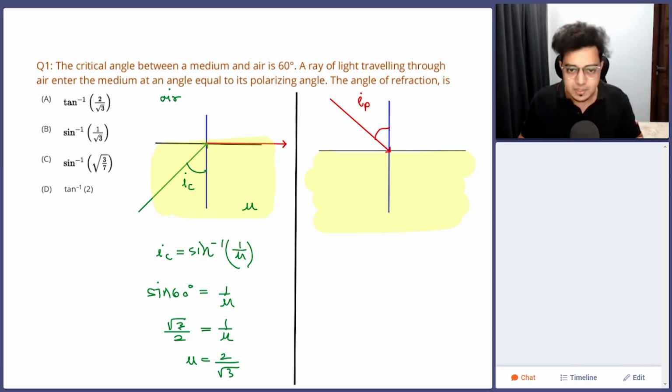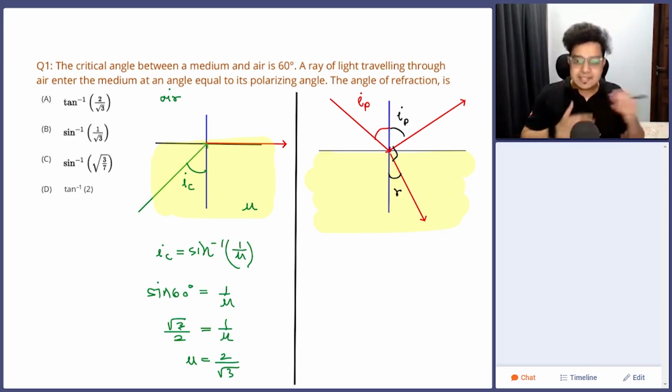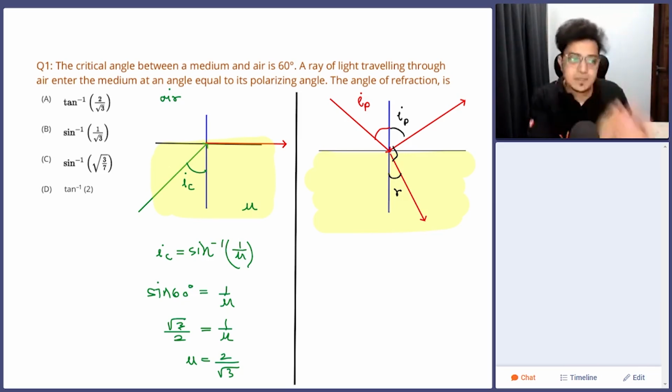Now we know that in case of polarizing angle, this will be the reflected ray and this will be the refracted ray, and the refracted ray will be perpendicular to the reflected ray. Brewster's law. This angle is also equal to IP as per laws of reflection. This is 90 degree and this is R, angle of refraction. Okay, but the answer is not presented directly in terms of value. It is in the form of tan inverse, sine inverse. So we have to solve as per the option structure. It is either sine inverse or tan inverse.